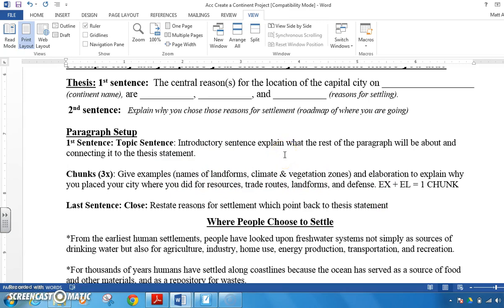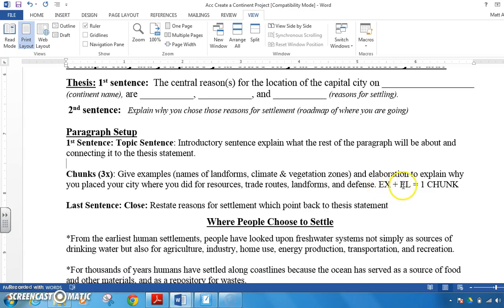Those are all what we call proper nouns, and you're going to get those based off of your climate. And then you're going to elaborate on it to explain why you placed your city where you did for resources, trade routes, landforms, or defense. You're going to give me a total of 3 chunks, meaning 3 examples plus 3 elaborations in 1 paragraph.